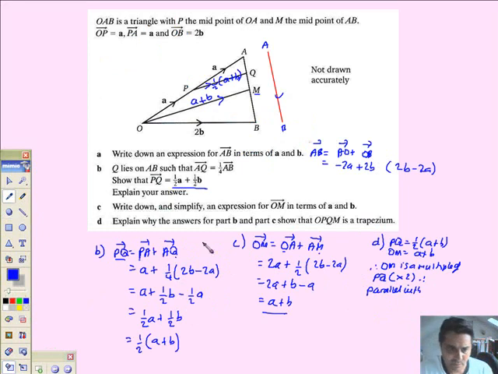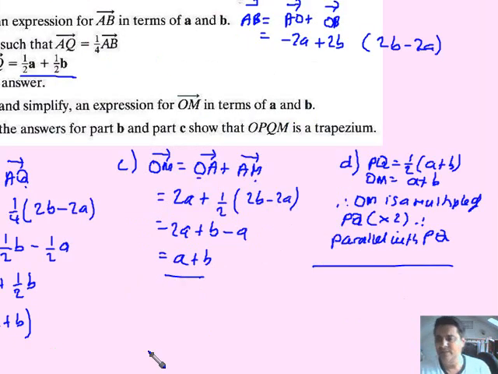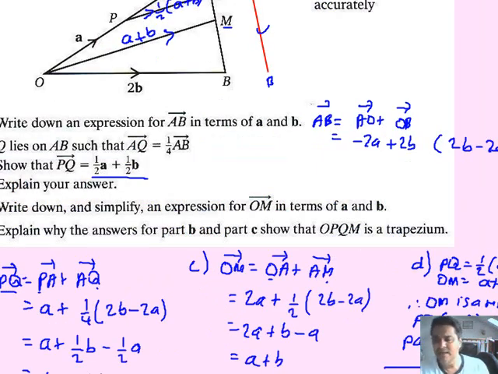So I know what I'm trying to say. So parallel with PQ. So that's a trapezium. Let's read it through. PQ is half an A plus B. OM is a complete A plus B. So OM is a multiple of PQ, times 2. So the scalar is times 2, twice as big. Therefore, OM is parallel with PQ.